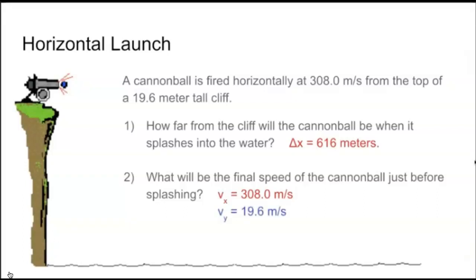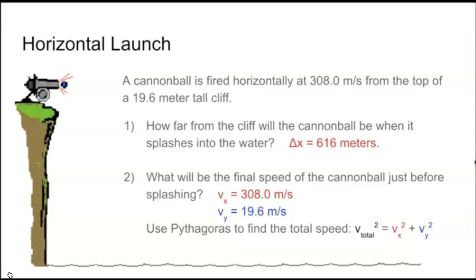But in the y direction, it has picked up some velocity. It started out at 0 velocity in the y direction. It accelerated downward, and by the time it gets to the water, just as it's about to hit, it's moving 19.6 meters per second downward. The combination of the two can be found using the Pythagorean theorem, because this cannonball will be moving down and away from the cliff simultaneously the whole time that it's in motion. When it gets to wherever it hits the water, it has a velocity in the x direction of 308 meters per second, in the y direction of 19.6 meters per second, for a total of 308.6 meters per second.